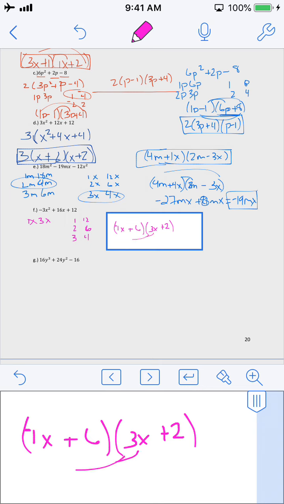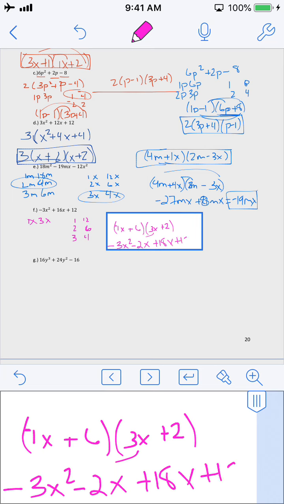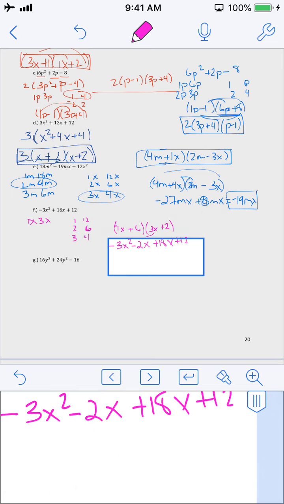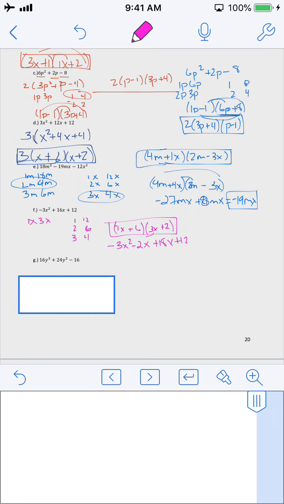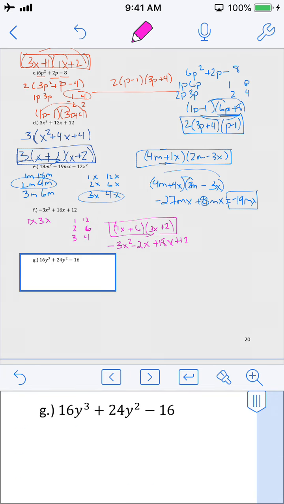Negative 3x squared. Oh my goodness, sorry. Negative 3x squared, negative 2x, plus 18x, plus 12 will give me what I started with. And so this would be my factored form. Okay, this last one here, very similar to one we had before.